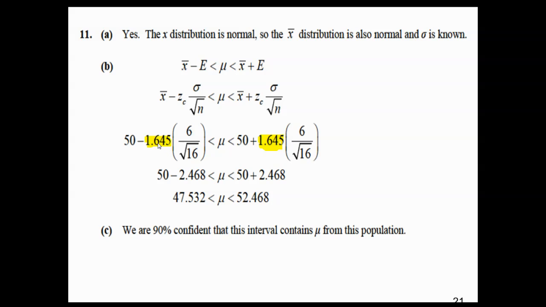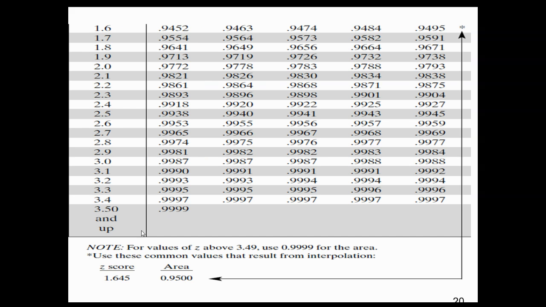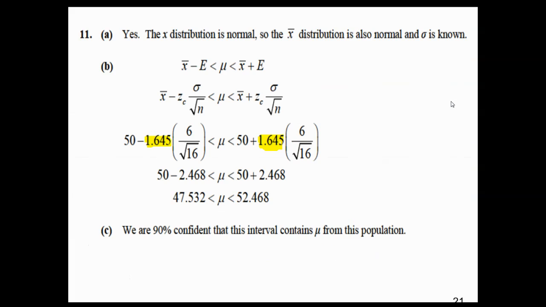There's the z-score that was associated with a 90% confidence interval, 1.645. We saw that right here. We're given the standard deviation of the population, 6, and we know my n value is 16. All of this comes out to be 2.468. I subtracted on the low end from 50, the sample mean, and I added on the high end. So we're 90% confident that the mean of the population falls between these two numbers.